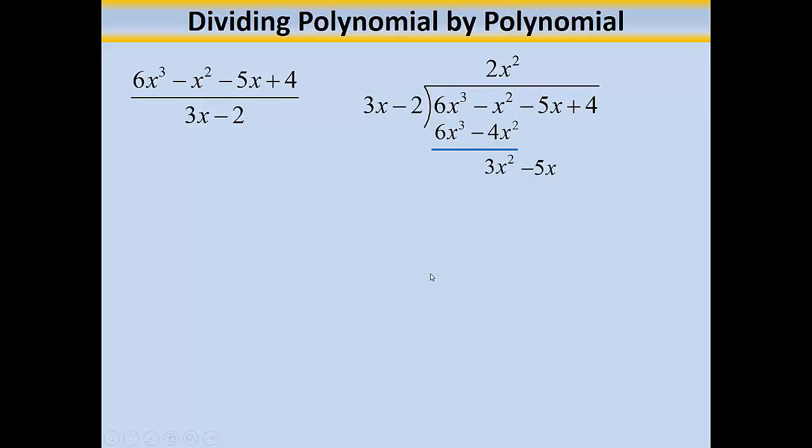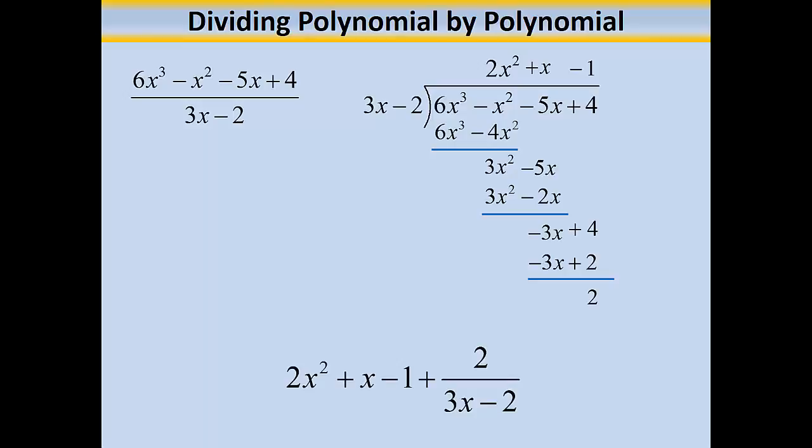Bring down the next term, divide again. 3x squared divided by 3x is just an x. Multiply and subtract. Bring down the next term, divide again. 3x divided by negative 3x is negative 1. Multiply and subtract. Now here's how we write the answer. 2x squared plus x minus 1 with a remainder of 2 means plus 2 over the thing we were dividing by.